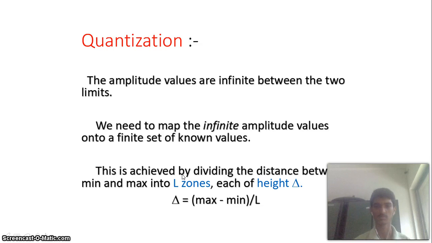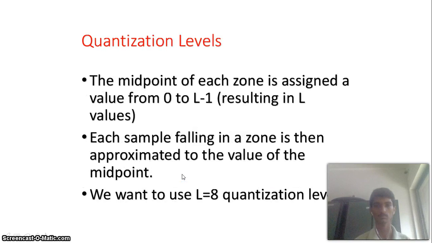This is achieved by dividing the distance between minimum and maximum into L zones, each of height delta. Delta is equal to (maximum minus minimum) upon L. The midpoint of each zone is assigned a value from 0 to L-1, called the quantization level. Each sample falling in a zone is then approximated to the value of the midpoint. We want to use L = 8 quantization levels.